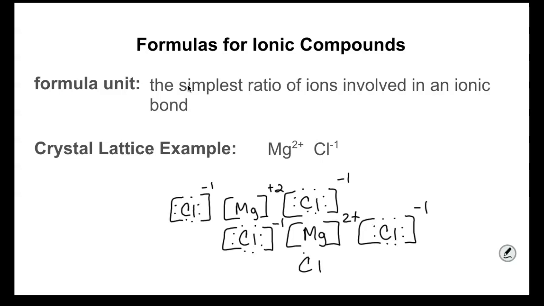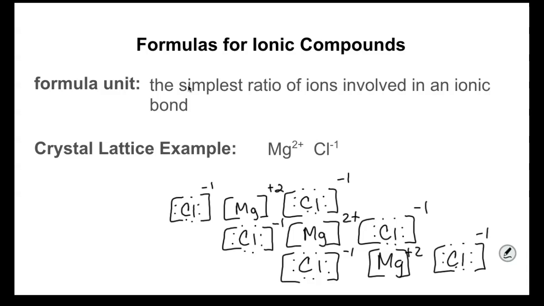Here I'm going to put a chloride ion down here. Here I'm going to put a magnesium ion. And then let's do another chloride ion over here. And again, we're repeating this pattern, this crystal lattice, until we get a crystal that's big enough to see. So what we're drawing here in the picture is the crystal lattice.